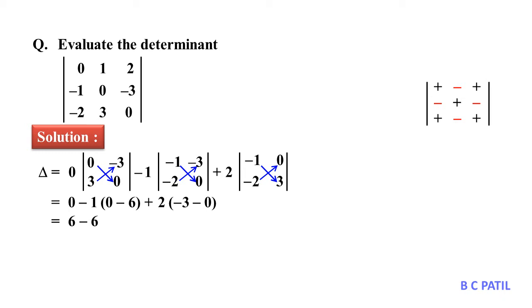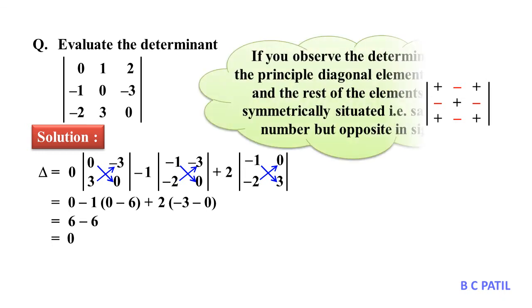That is minus 1 into 0 minus 6 is plus 6. 2 into minus 3 is minus 6. 6 minus 6, that is 0.